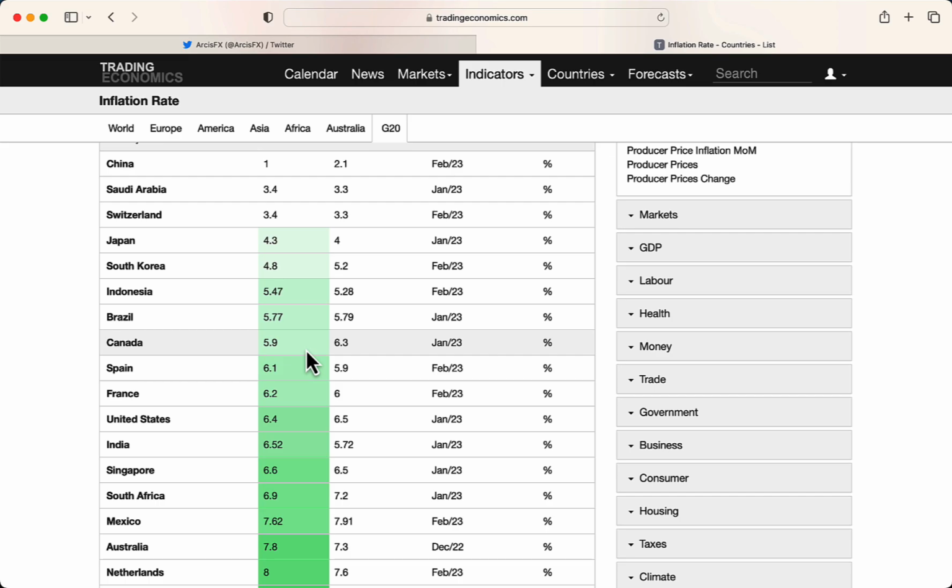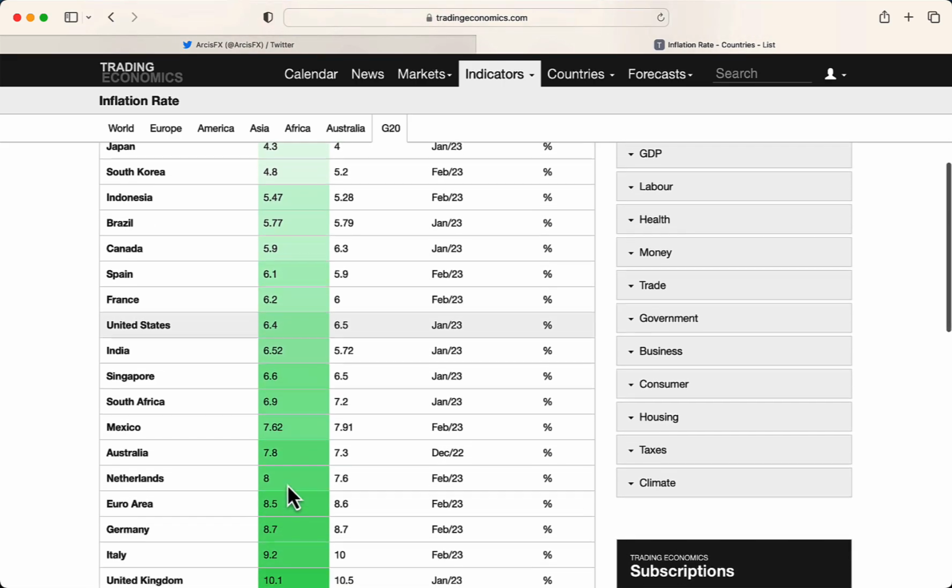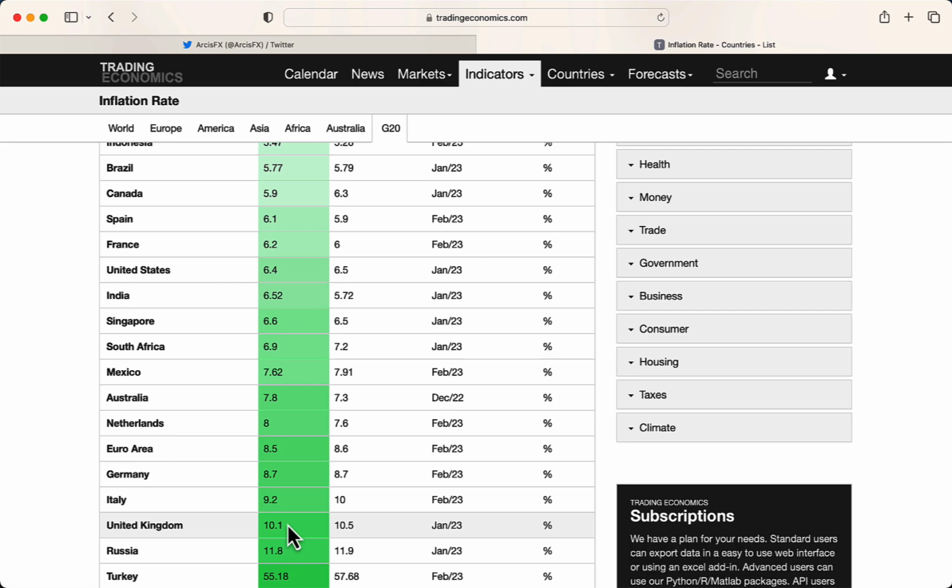And if you look at the inflation rate for Canada, it's 5.9% compared to 6.4%, pretty similar to the US. And if you compare that to the UK, for example, that's way up at 10.1%, and the Euro area at 8.5%. So the Eurozone and the United Kingdom still have some work ahead of them to get inflation down, as does the US. The US target is 2%. So it's going to be very interesting to see how interest rate differentials ebb and flow as time goes on.